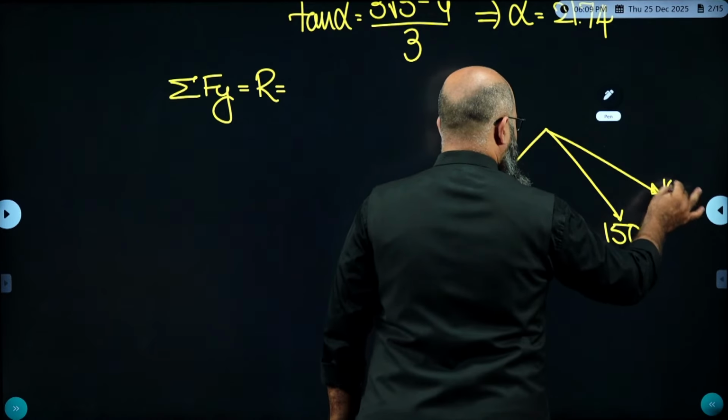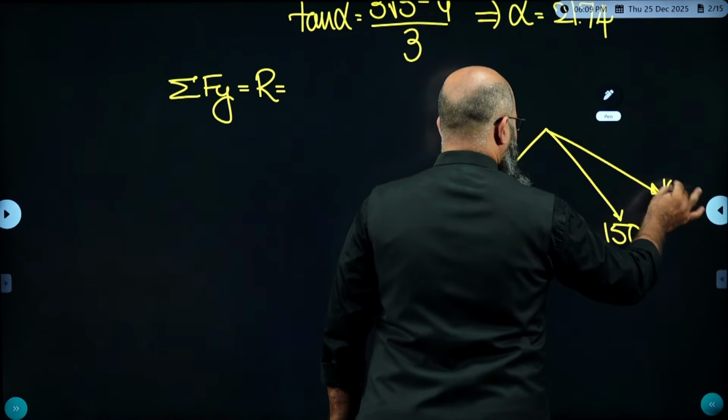Now the value of sigma Fy over here is equal to, all of them are in vertically downward direction, so I'm forgetting about the sign convention. It is equal to 200 sine 21.74 plus 100 sine 21.74, which gives me 300 sine 21.74 plus 150 sine of the net angle. If you see, the net angle with respect to horizontal is 51.74.